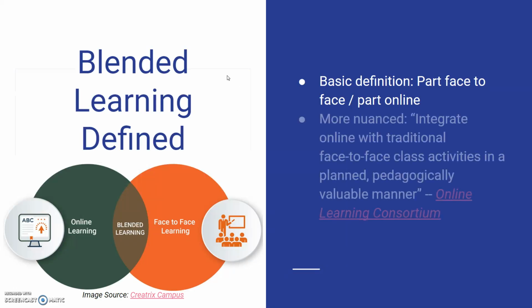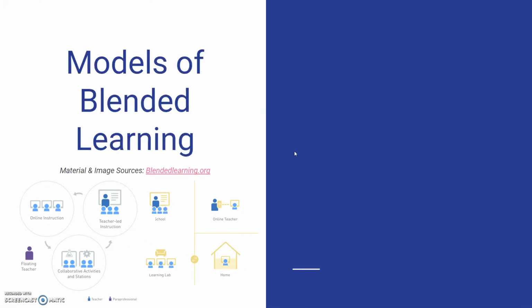So for the purposes of this presentation, I prefer the more nuanced definition, which is to integrate online with traditional face-to-face class activities in a planned and pedagogically valuable manner. It's this last part that really brings this definition to my liking. Pedagogically valuable means the nature of the way that we organize the blending or the hybridization of the online and face-to-face learning needs to add value. So how do we do that?